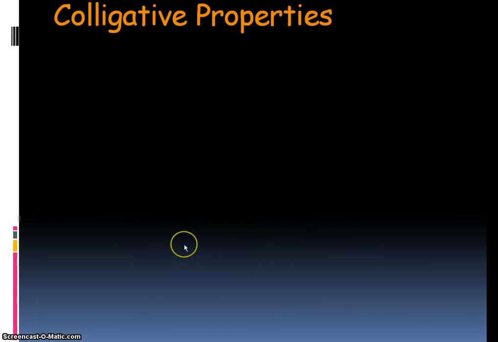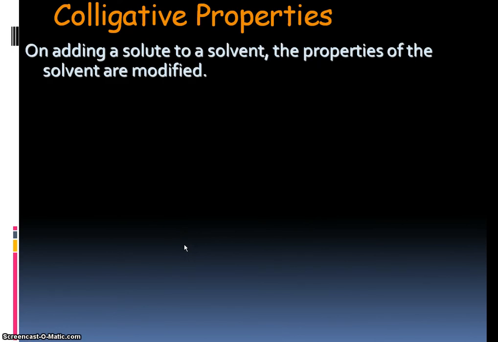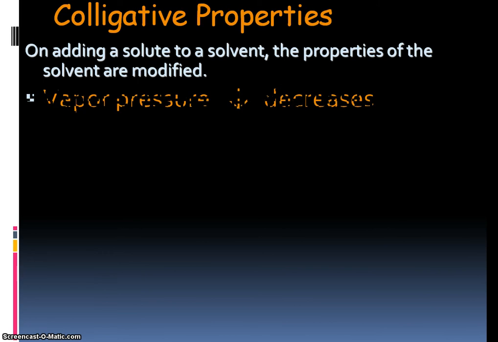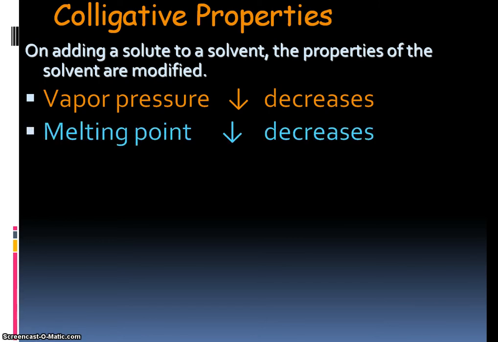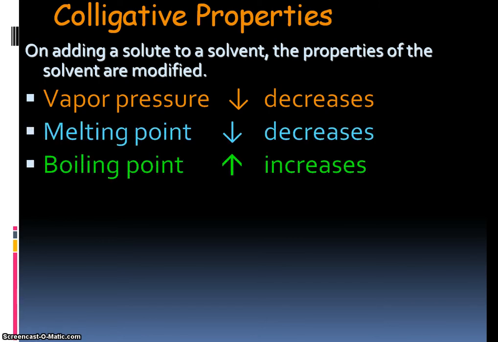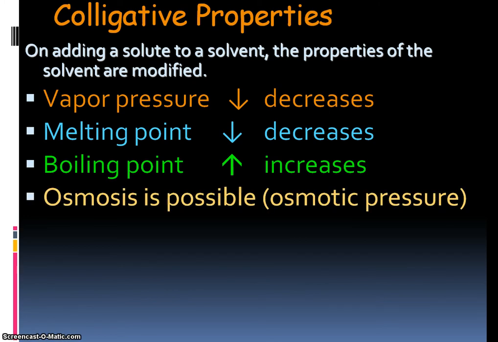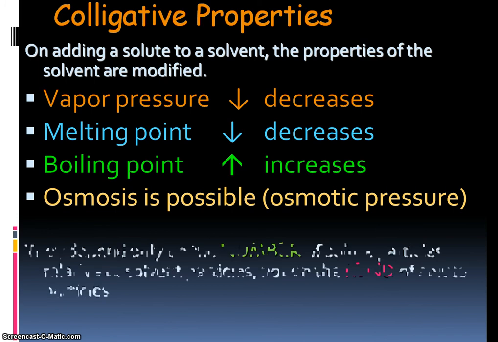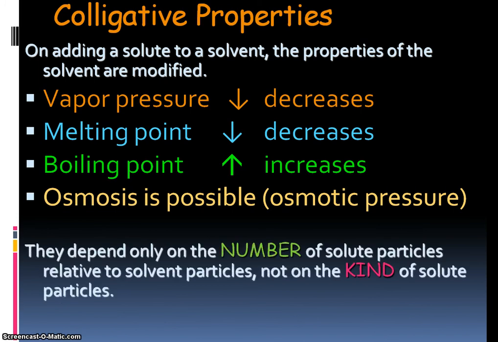Okay, now we're going to head into what's known as colligative properties. Colligative properties are things that happen to the solvent itself, how it's modified, when I add a solute to a solvent. Vapor pressure decreases. We're going to talk about each of these individually on the next slide, so don't worry about it. Just write down what happens. We have a melting point that decreases. We've got a boiling point that increases, and we have that osmosis is now possible because we have osmotic pressure.